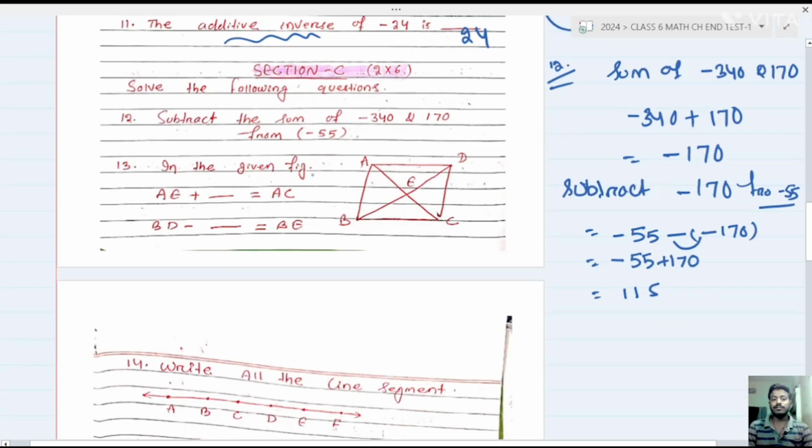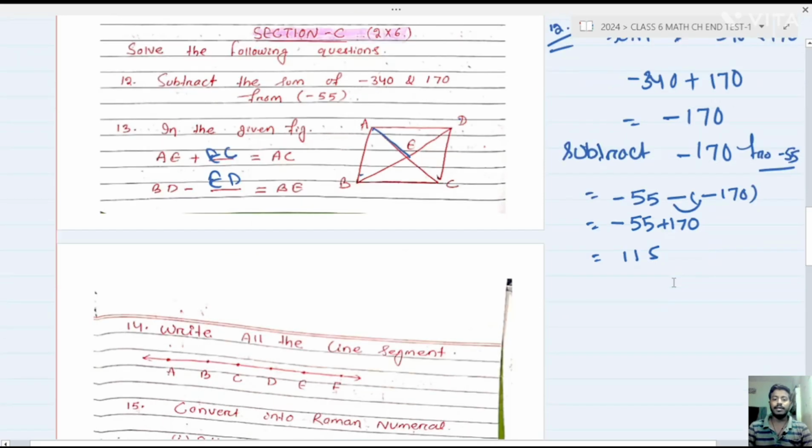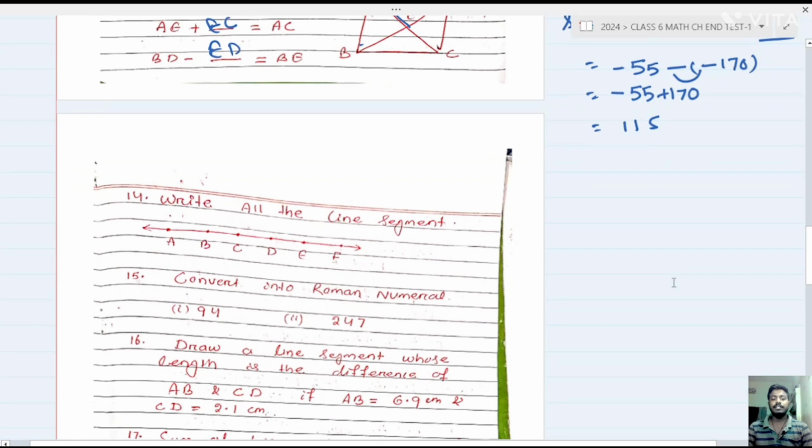In the given figure, AE plus dash is equal to AC. AE plus dash equal to AC, that is EC. So EC. Now BD minus dash, so BD minus ED is equal to BE. Now next, question number 14.